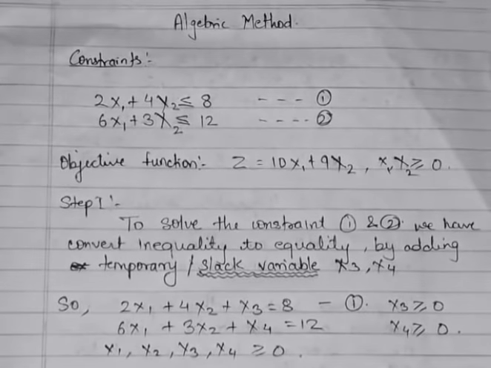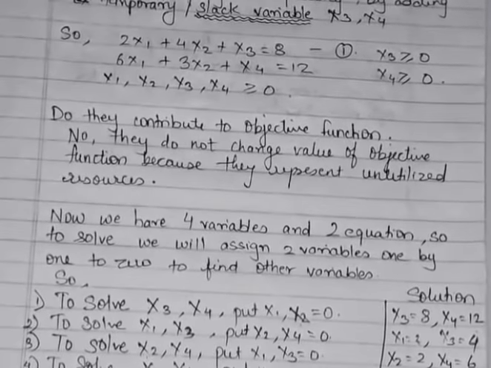So I will sum up the algebraic method in this way: it is applicable for problems which have more than two variables. Two variables we can solve with the graphical method, and if there are more than two variables we can't solve by the graphical method, then we have to use the algebraic method. The steps for the algebraic method are to first convert the inequalities into equations by adding slack variables. After adding slack variables, our number of variables increases, right? So we use a trial and error method to calculate the value of the objective function.